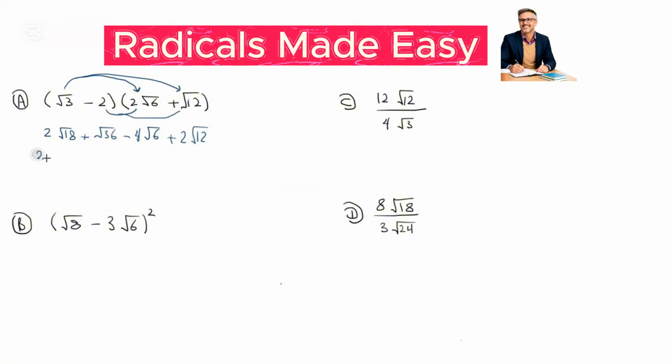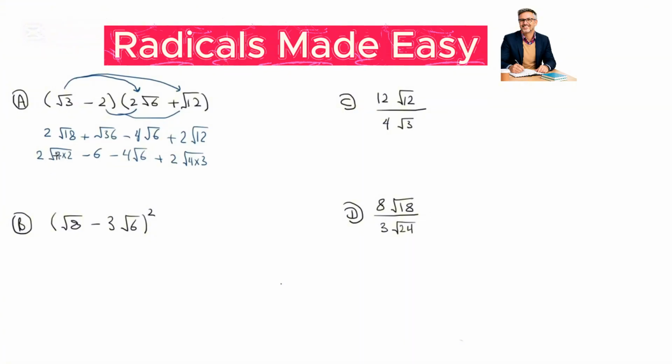So this is going to be 2, and 18 is root 9 times 2, because 9 is a perfect square, minus 36 is already a perfect square, so the square root of 36 is 6, minus 4 root 6. We cannot simplify it any further because there is no perfect square that goes into 6, plus 2, and root 12, we could change that into the perfect square, 4 times 3.